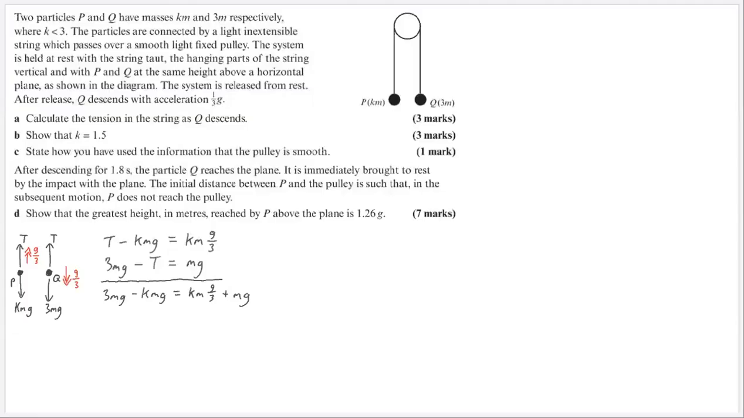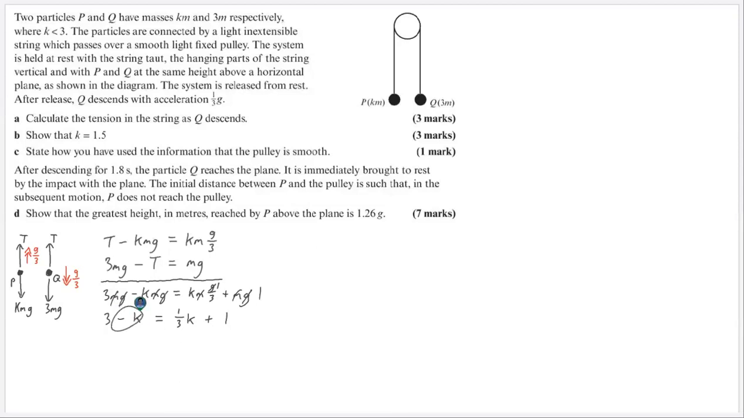We can do some cancelling now because there's an mg in every one of those four terms. So we've got, oops, sorry, the m's cancel and the g's cancel. I'll replace that with a 1, so it's a third, and that becomes 1 as well. So let's tidy that up and see what we've got. We've got 3 take away k equals, that's k over 3, or a third k, plus 1. And if we rearrange that, we can find the value of k.